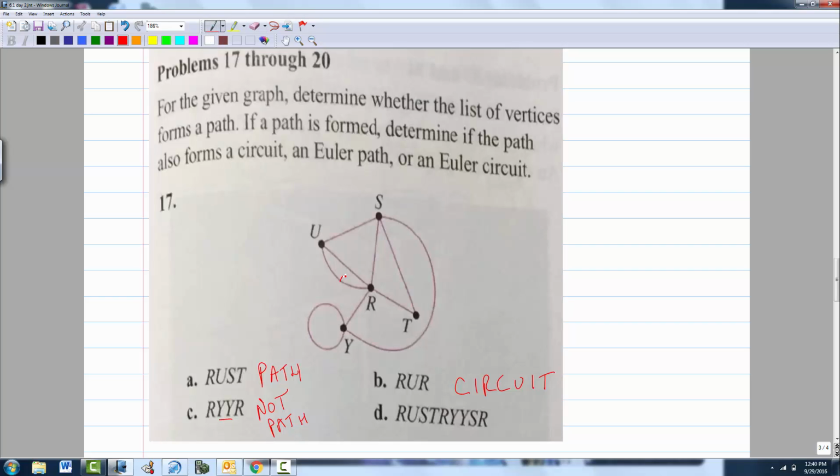R to U, U to S, S to T. I don't want to go too fast. T to R. Okay. R to Y. Oh, I'm getting dizzy. Y to Y. And then Y to S. And then S to R. Is it a Euler circuit? Who didn't get used? We didn't use this U to R. Doesn't that stink? So it's an average, everyday, nothing ordinary circuit because you did end up where you started. That was fun.